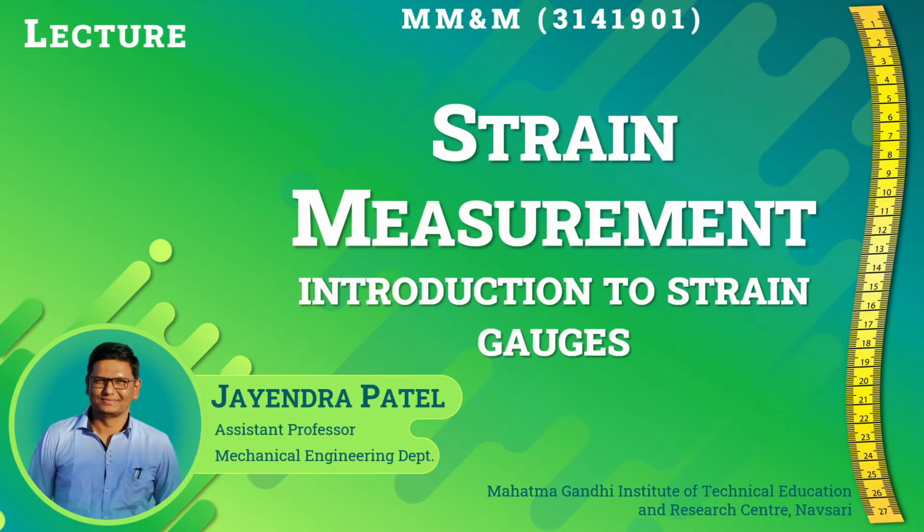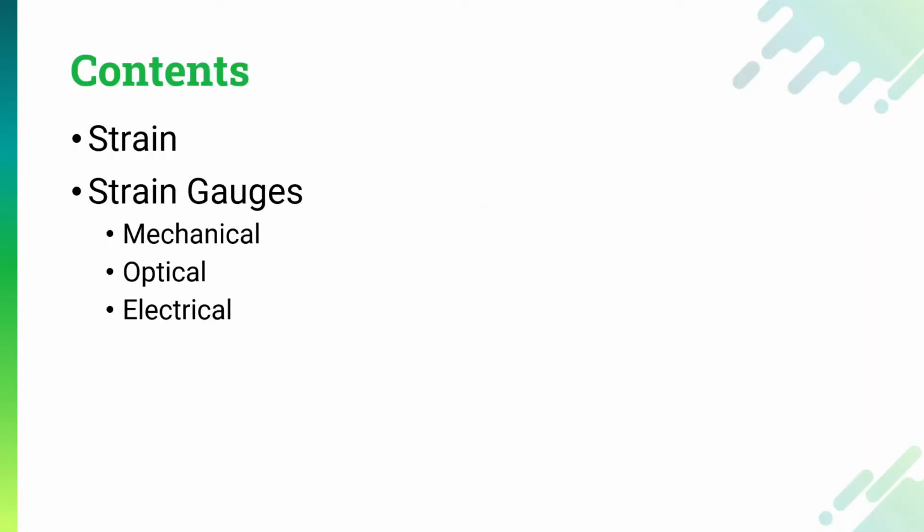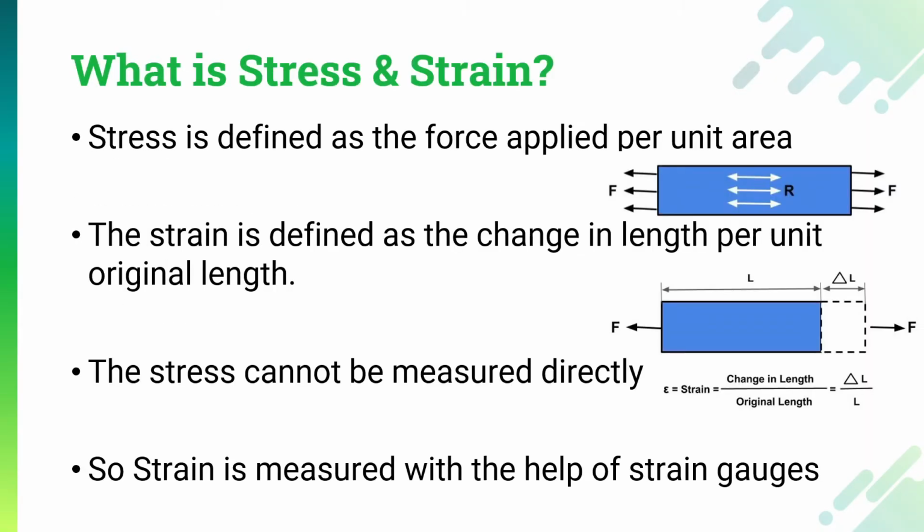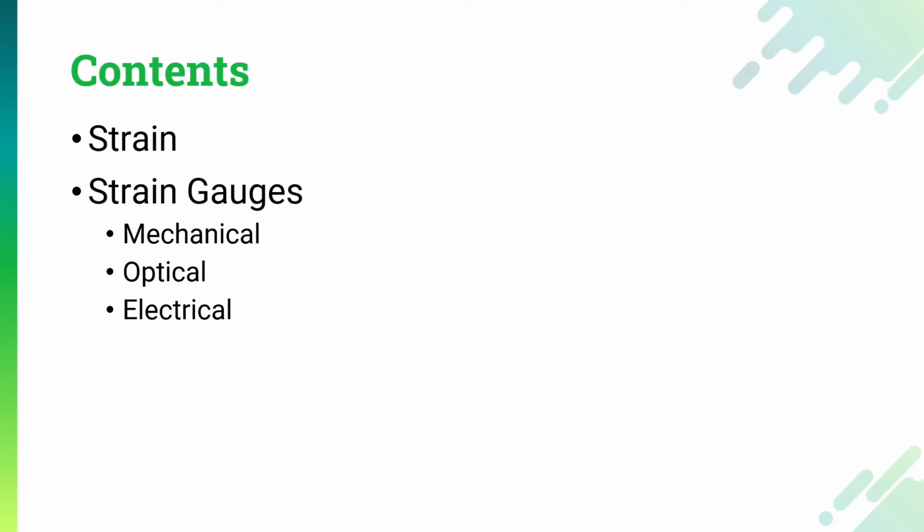Hello everyone, this is the sixth lecture for Unit 5 of the subject Mechanical Measurement and Metrology, and in this lecture we are going to check out strain measurement. We will be checking the introduction of the strain gauges. So the content of this lecture is the introduction to stress and strain. Then we are going to check out the strain gauges, which are mechanical, optical and electrical. So let us start with the lecture.